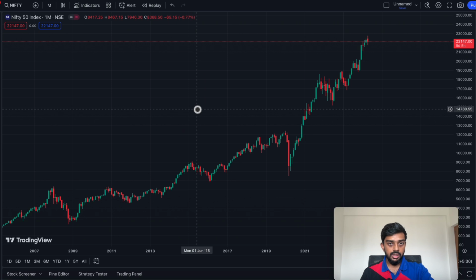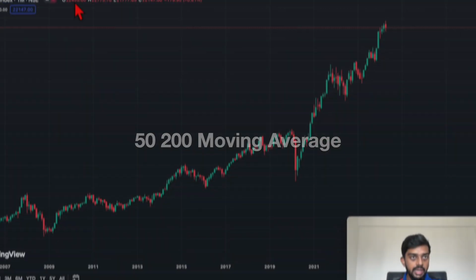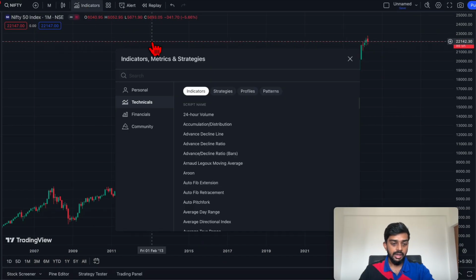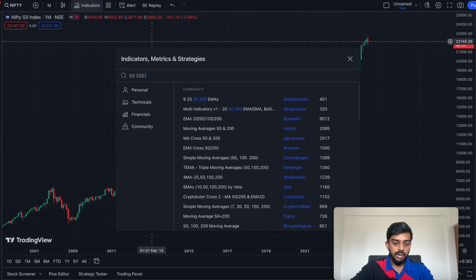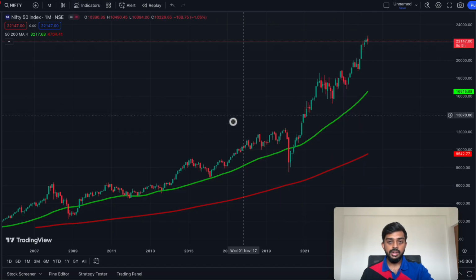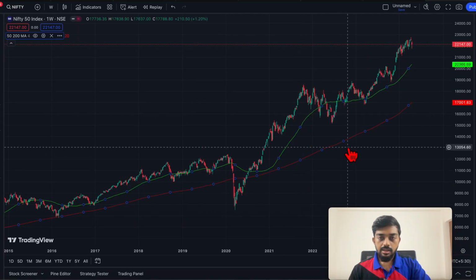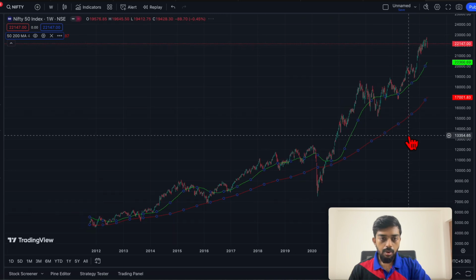The first method, DMA moving average. You can click on this icon indicators and type 50 200 moving average. You can see 2 lines appearing in our chart. The green line represents the 50-day moving average and the red line represents the 200-day moving average. These are the basic support and resistance lines based on the market movement.